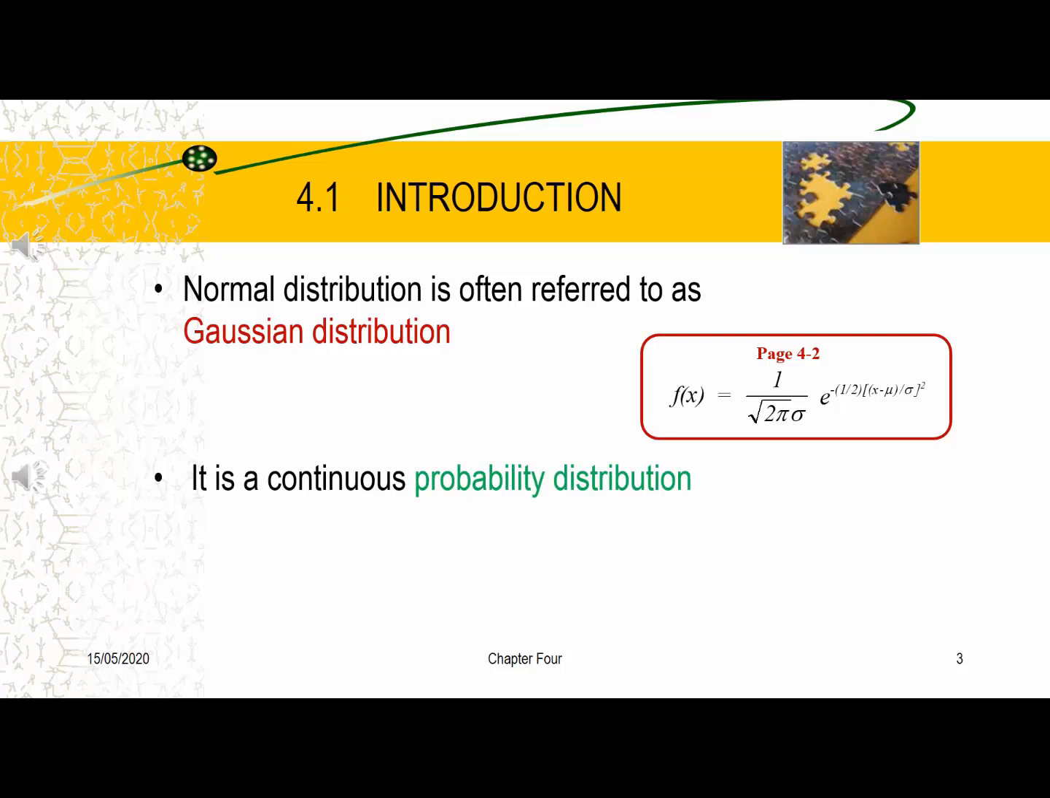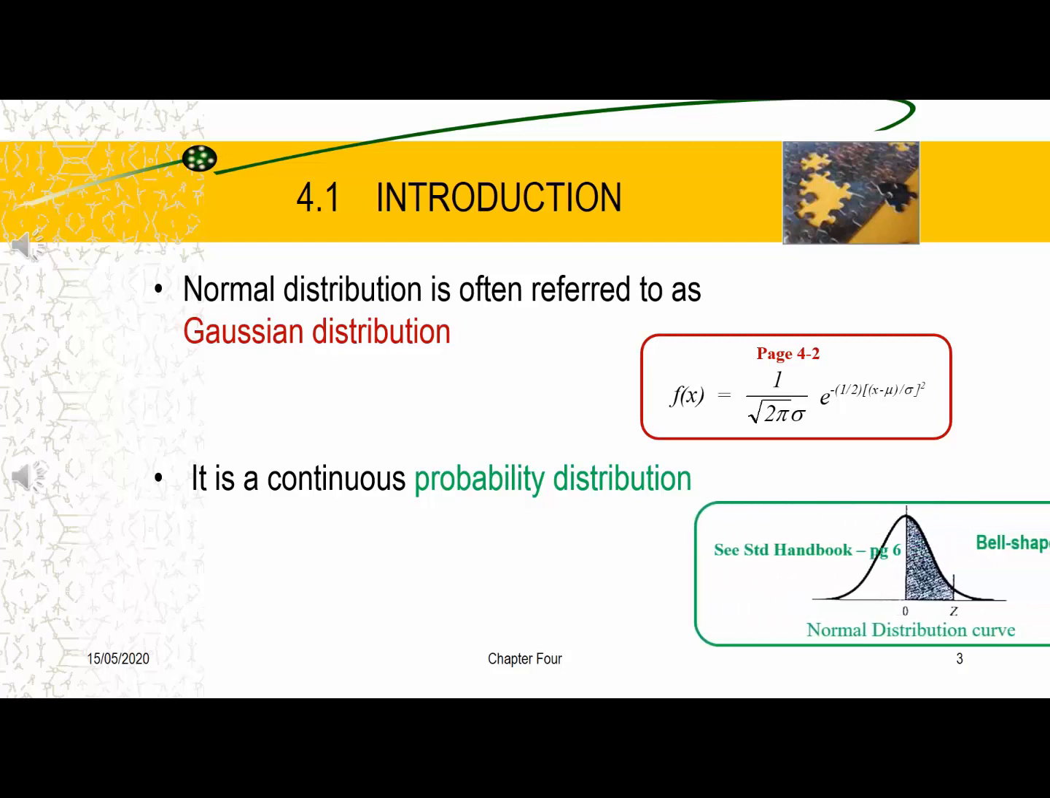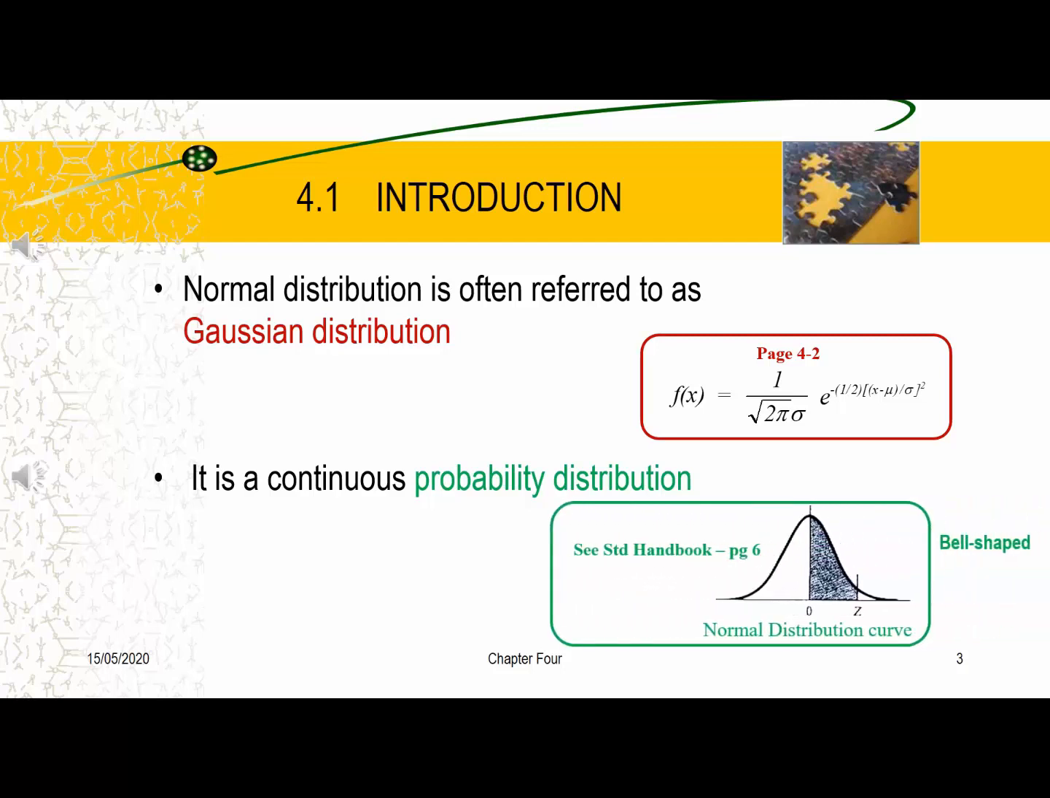However, what you need to know about normal distribution is that it is a continuous probability distribution. If you turn to page 6 of the standard handbook, you can see this bell-shaped curve at the top right-hand corner, and that is the typical shape of the curve for normal distribution.